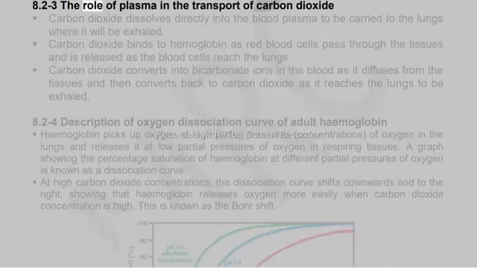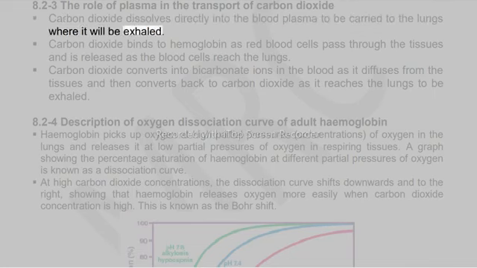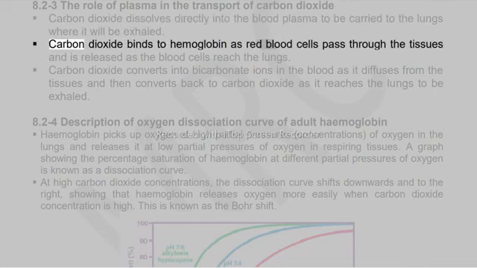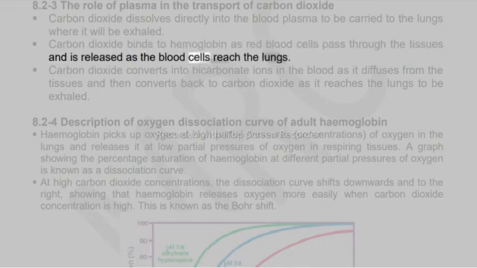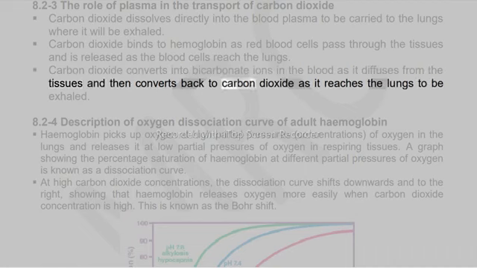8.2.3 The role of plasma in the transport of carbon dioxide. Carbon dioxide dissolves directly into the blood plasma to be carried to the lungs where it will be exhaled. Carbon dioxide binds to hemoglobin as red blood cells pass through the tissues and is released as the blood cells reach the lungs. Carbon dioxide converts into bicarbonate ions in the blood as it diffuses from the tissues and then converts back to carbon dioxide as it reaches the lungs to be exhaled.